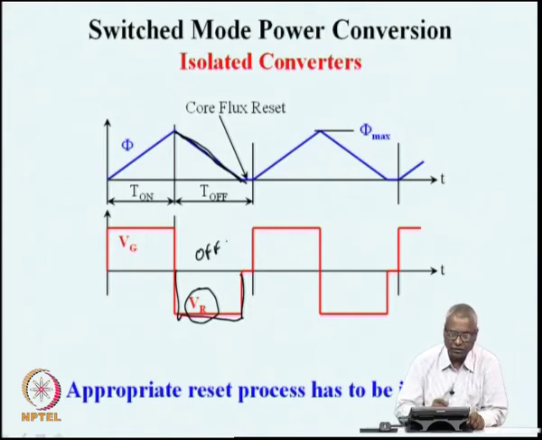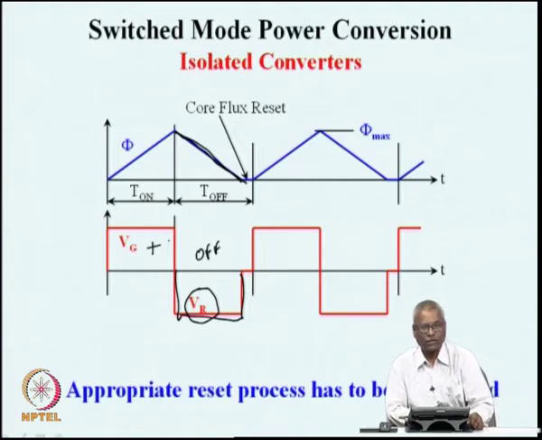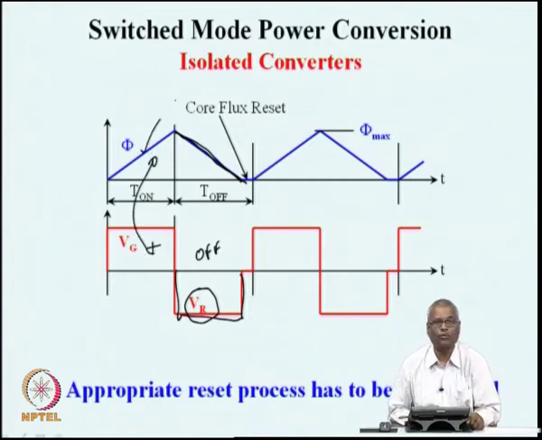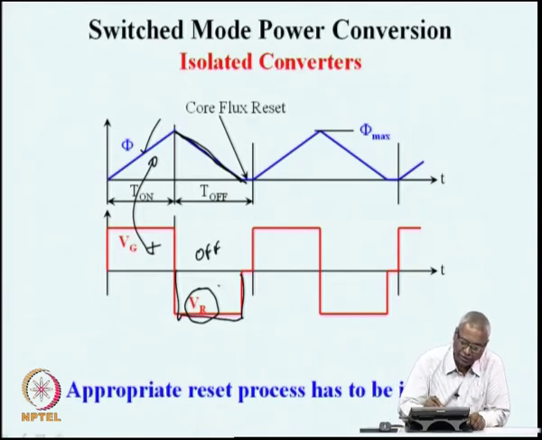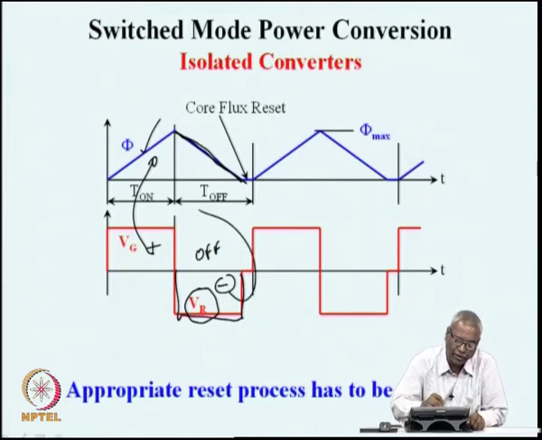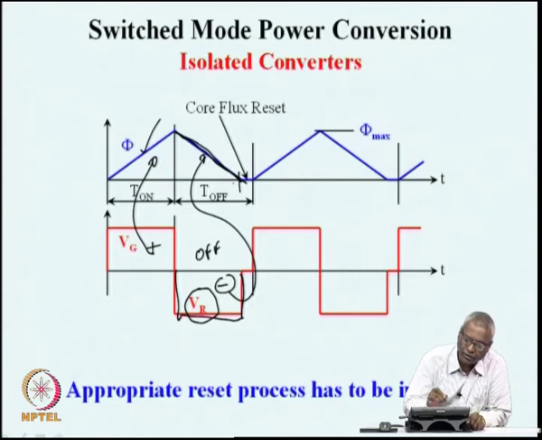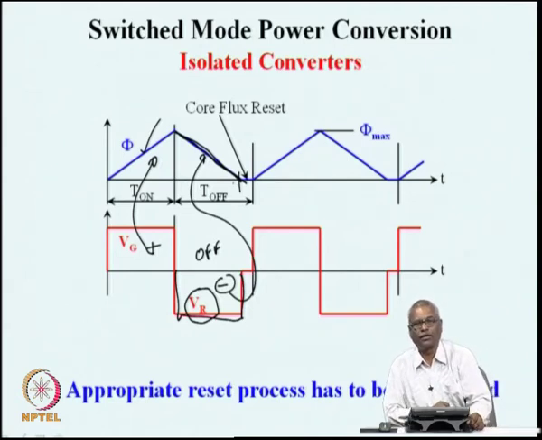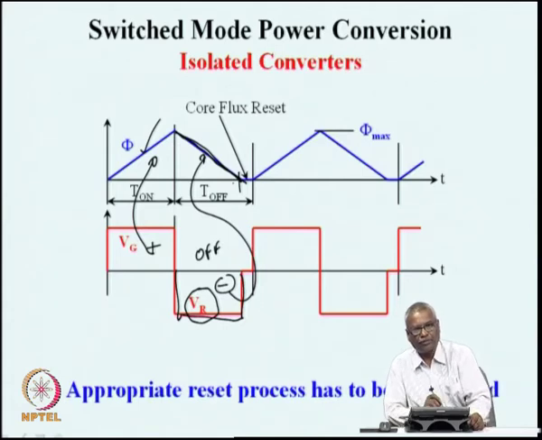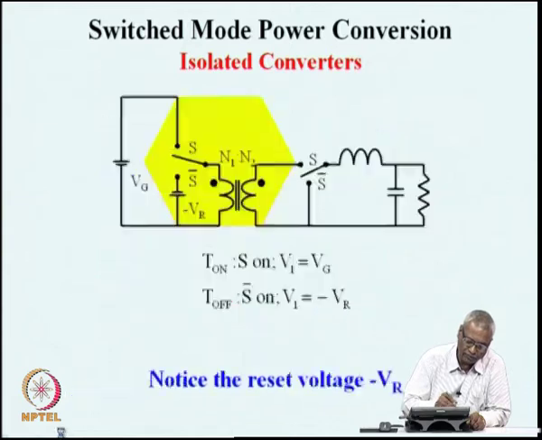So, if that is done, during the on time, because of this positive voltage, the core flux is building up. This positive voltage results in a positive slope, and during the negative off period, this negative voltage will provide a negative slope to phi, and we have an opportunity to reset the flux all the way down to 0. The appropriate reset process is by providing a reset voltage to the transformer.